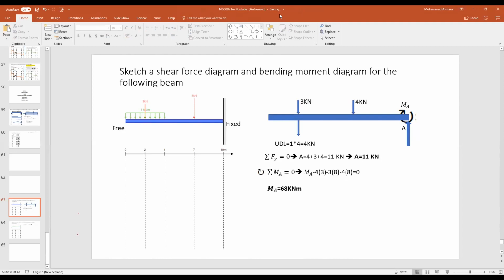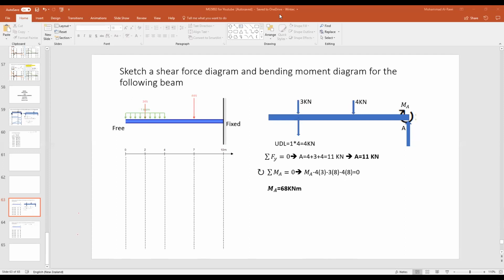Now, if asked the support reaction at A, would it be 68? Yes, you have two support reactions. You have a force support reaction, which is 11 kilonewtons, and you have a moment support reaction, which is 68 kilonewton meters. So that's the difference in the wording. We can say just in general support reaction, or we need to specify them, because one is a force and the other one is a moment.